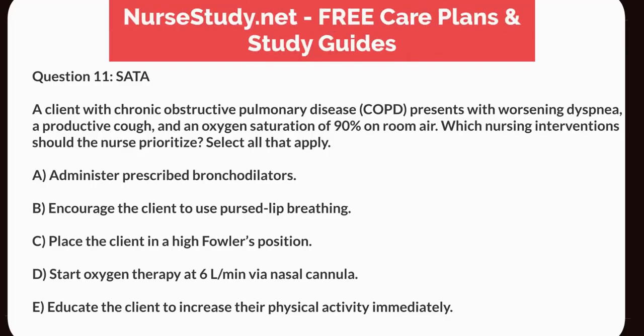Question 11, SATA. A client with chronic obstructive pulmonary disease, COPD, presents with worsening dyspnea, a productive cough, and an oxygen saturation of 90% on room air. Which nursing intervention should the nurse prioritize? Select all that apply.